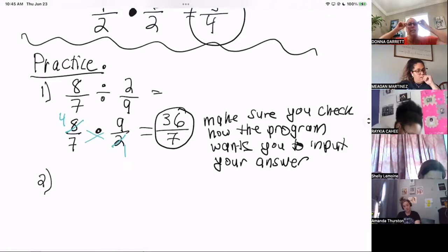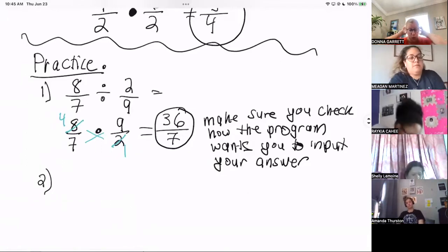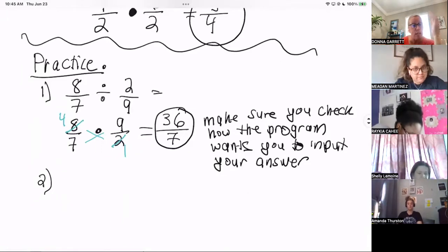Part of testing is to see if you read all the directions. So let's say this is a test, right? And I put 36/7 and it actually asked me for a mixed number. I would give you partial credit, but you could not ever receive full credit because it asked you for a certain form that you didn't do.